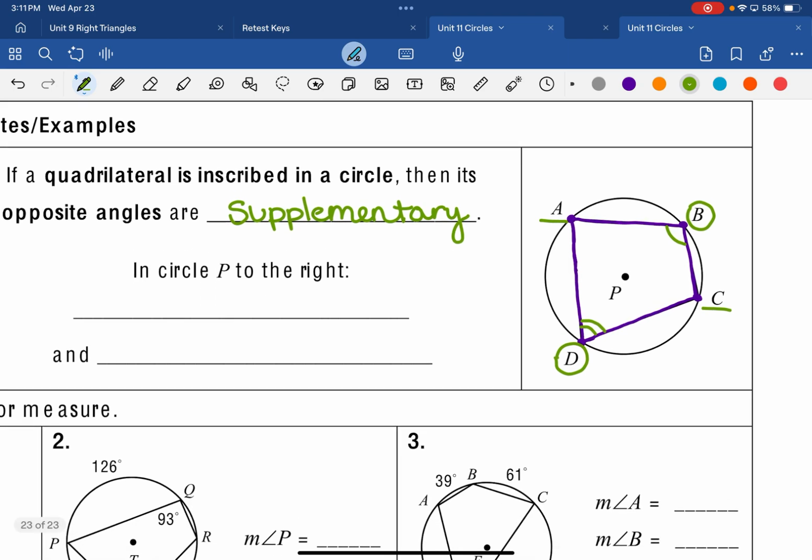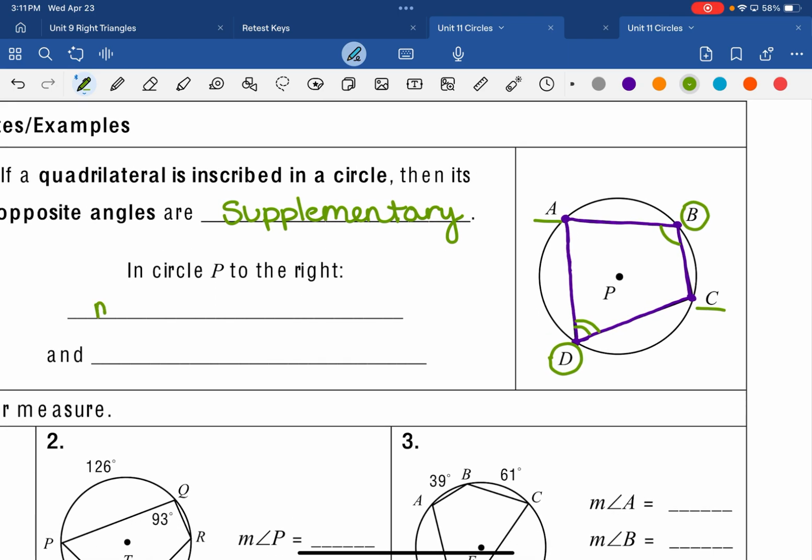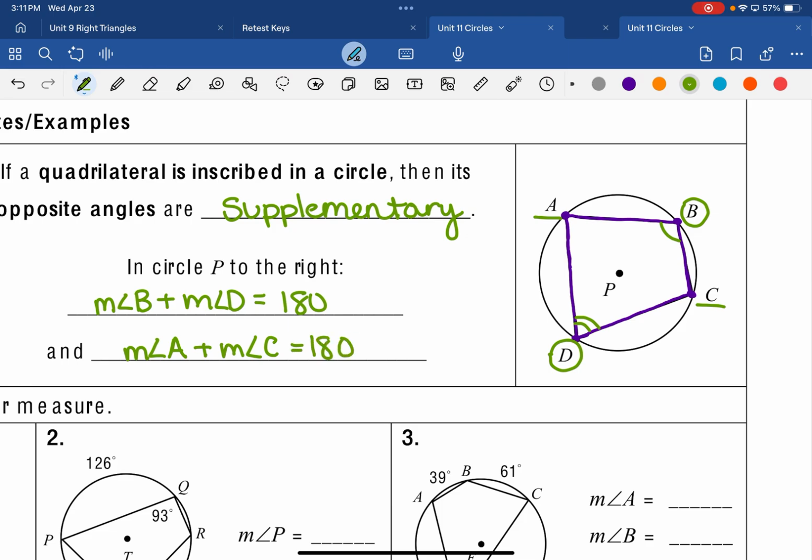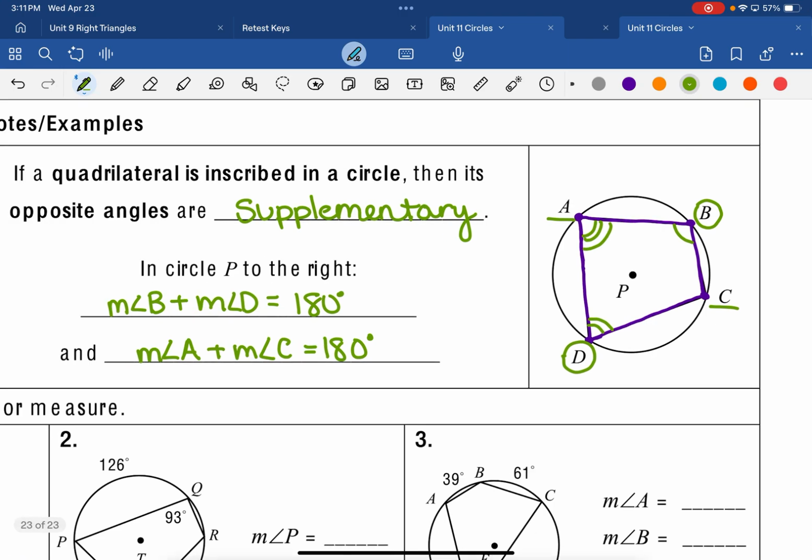So right there, B and D are not equal, but if I did measure of angle B plus measure of angle D, that should equal what? 180. If I wanted to know anything about A or C, I would use the relationship measure of angle A plus measure of angle C equals 180 degrees. So opposite angles are always supplementary. We don't know if they're congruent. We never know if they're the same. For example, over here, all 4 of these could be different angles.